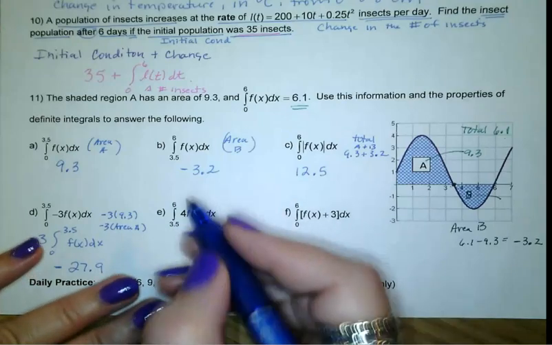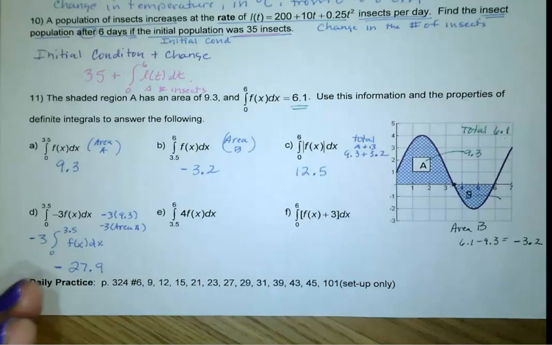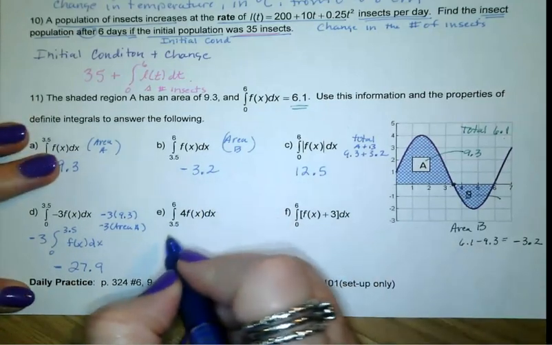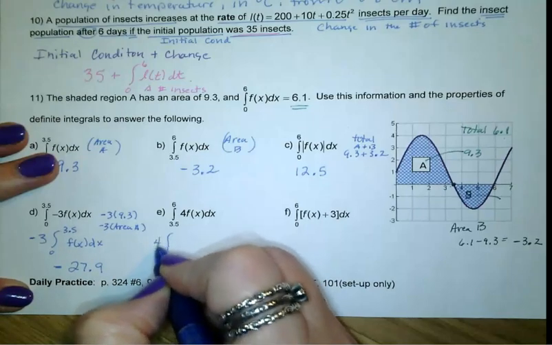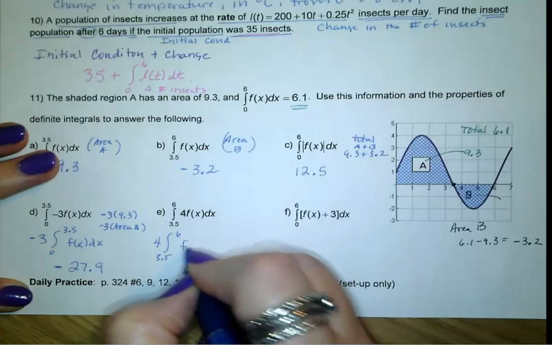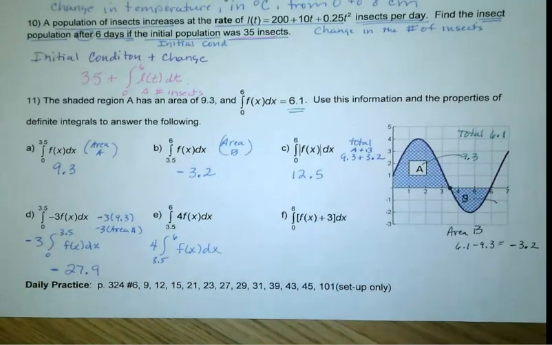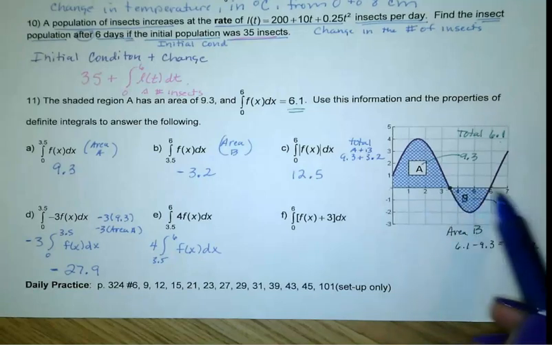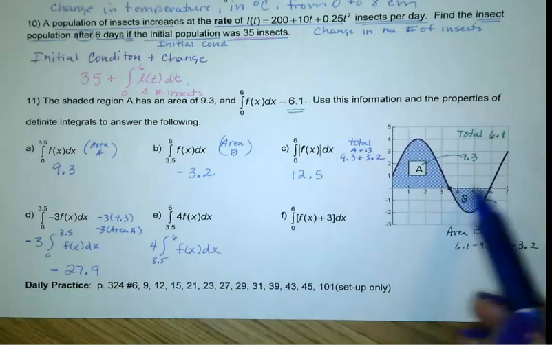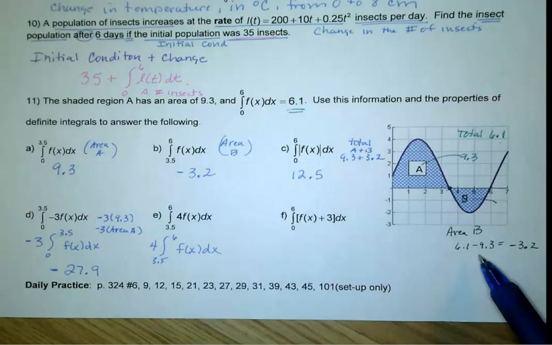So again, I have a constant, and because we're using separate little areas on the graph that we've broken it up into certain intervals, I'm going to go ahead and pull that 4 out in front. And so I'm going from 3.5 to 6 of f of x dx. All right, so now what am I looking for? I'm going from 3.5 to 6, so now I'm talking about this area down here. And so that area down there is negative 3.2.